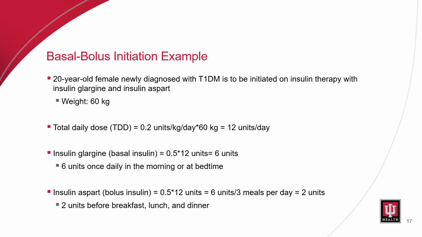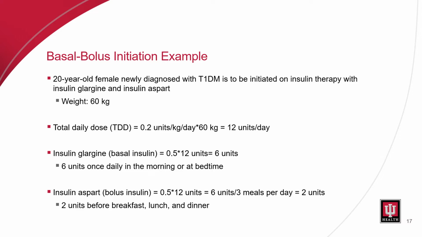She weighs 60 kilograms, so in order to calculate a total daily dose to start with, we're going to take 0.2 units, which is just a little bit more than the 0.1 units lowest starting dose, units per kilogram per day, times her weight of 60 kilograms. So we're going to give her a total daily dose of 12 units based on the multiplication there.